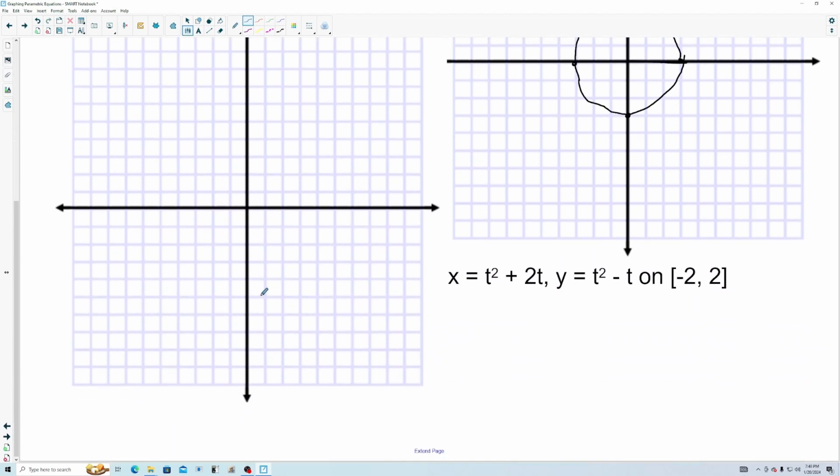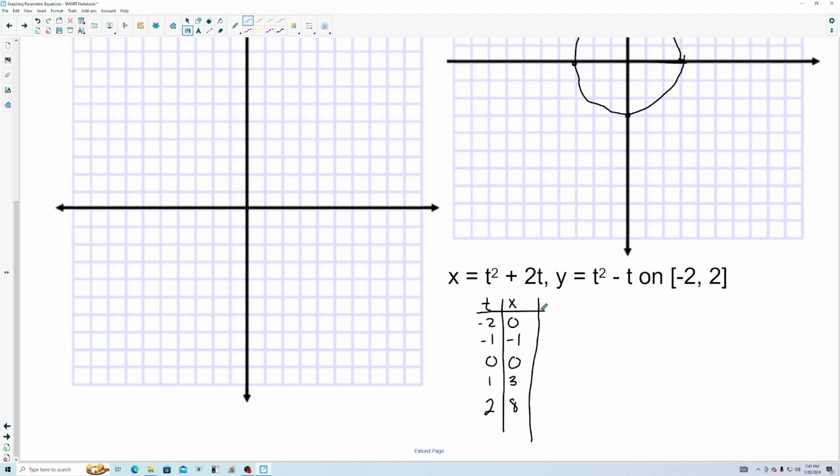We have one down here. And I said, let's graph these for t from -2 to 2. So t is -2, -1, 0, 1, and 2. So for the x values, we got to plug -2 in. 4 minus 4, that's 0. 1 minus 2 is -1. 0 plus 0 is 0. 1 plus 2 is 3. And 4 plus 4 is 8.